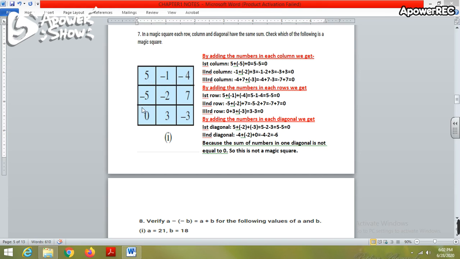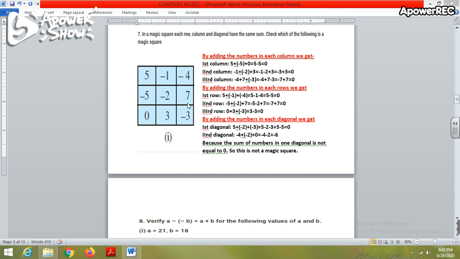So this is the first column, and in the first column we have 5, minus 5 and 0. So the sum of numbers in the first column equals 5 plus minus 5 plus 0, which is equal to 0. Now let's find the sum of numbers in the second column. In the second column we have minus 1 plus minus 2 plus 3, which is minus 1 minus 2 equals minus 3, and minus 3 plus 3 equals 0. So again we get 0.